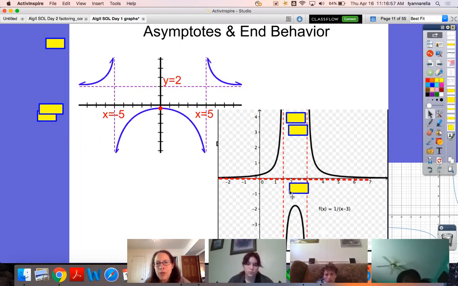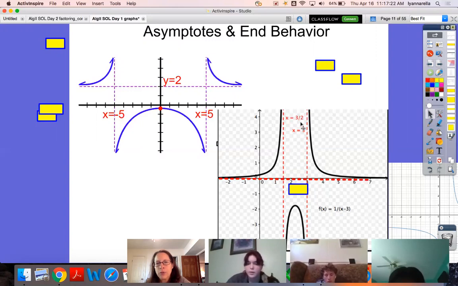All right, here, read the asymptotes for me. Read this one first. What do you think this asymptote is? This one is 3. Right here, this one is definitely 3. But what is this one? It's between these two numbers. 1.5. Good. So 3/2 or 1.5. So it's right here, between here and here is 1.5.